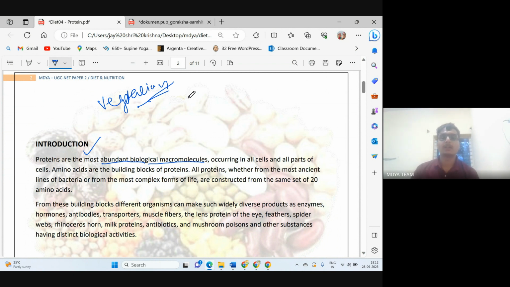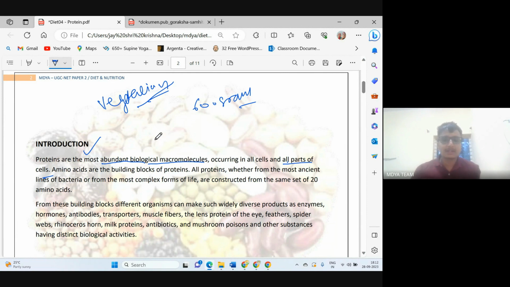In our body we may have some amount of carbohydrate, but glycogen is only around 600 gram. But our whole body consists of protein, whether you talk about our hair, our nails, our muscles, everything is made up of protein. Similarly, in plants also, most things are made up of protein. In animals also, most things are made up of protein and fat. So proteins are the most abundant biological molecule, occurring in all cells and all parts of cells.